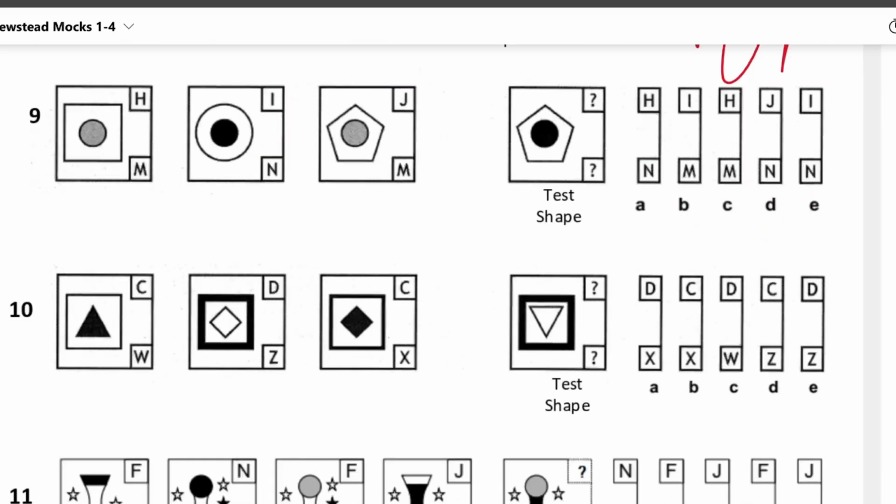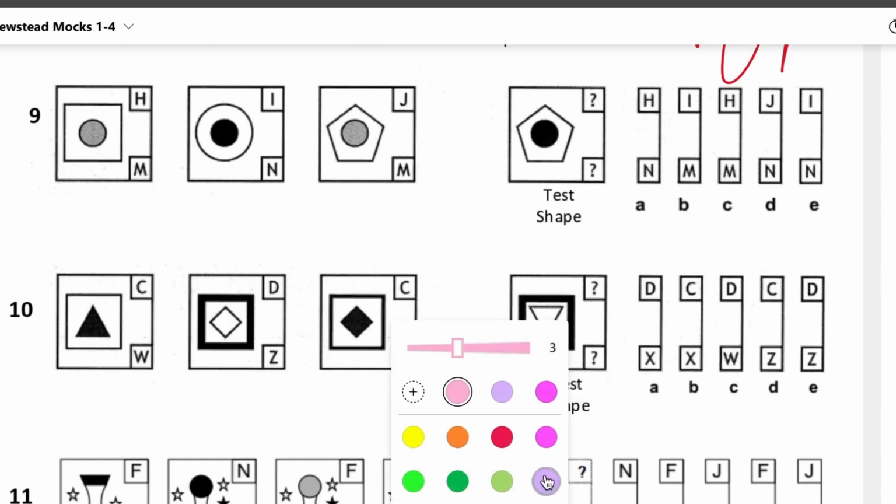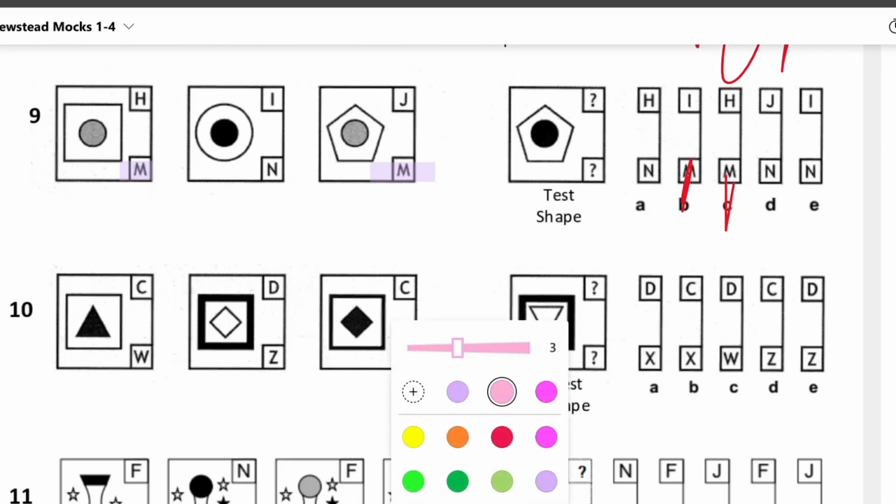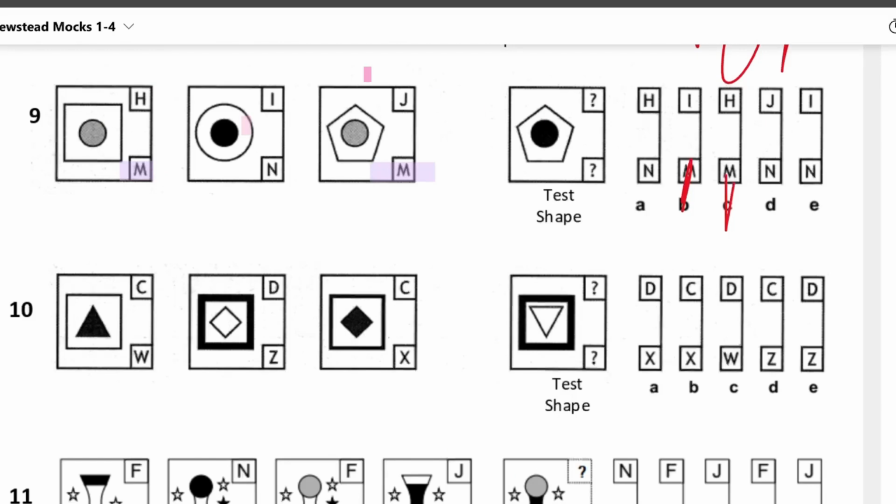Question 9, M and M are similar, which means that corresponds to grey circle, which means we need N on the bottom. We cross out B, C, that's it. At the top, they're all different, H, I, and J, which means that corresponds to the outside shape. If we have a pentagon, it's going to be J, which means we get D as our answer.